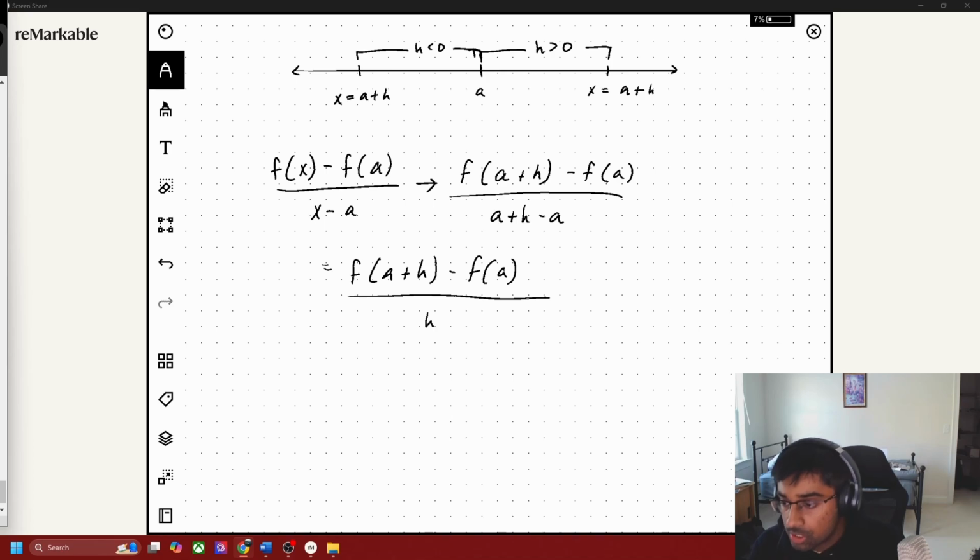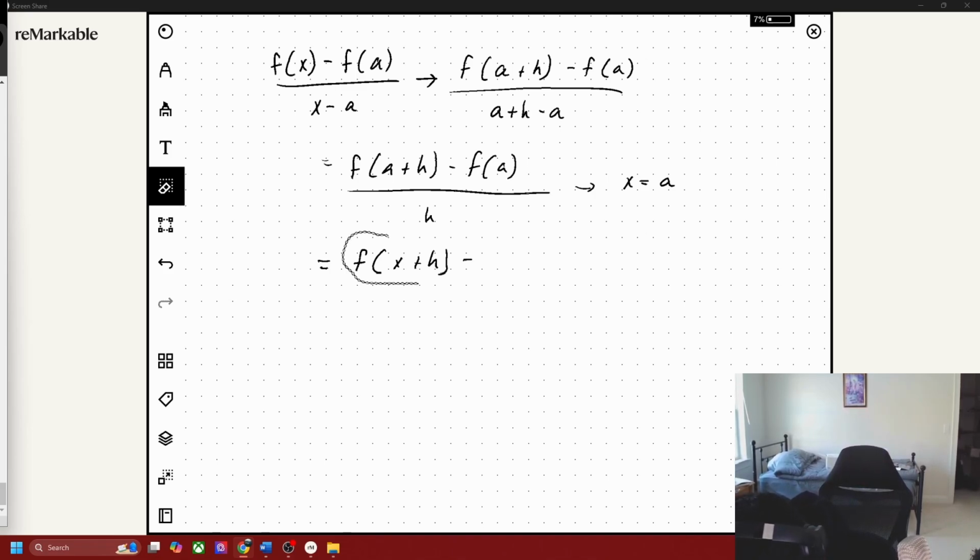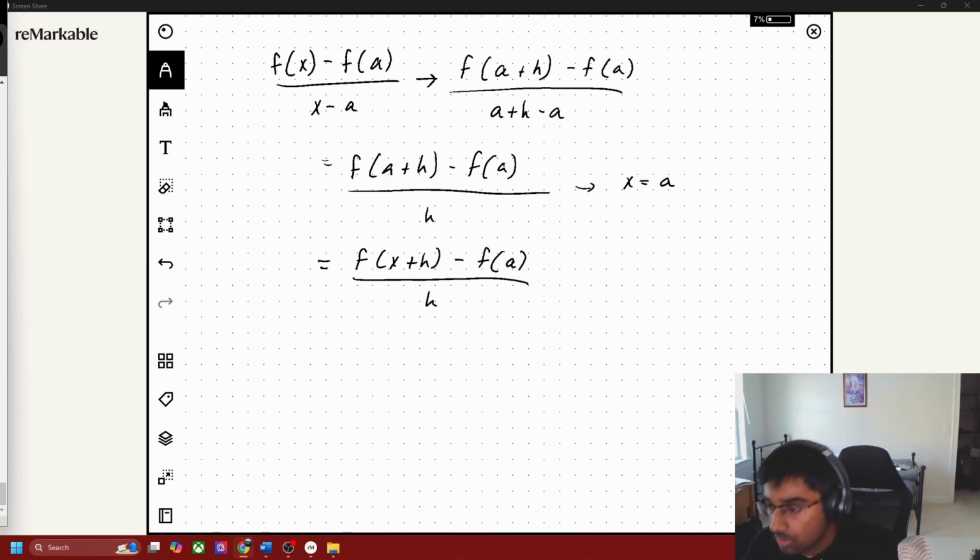So now this really is just for a specific value of x, i.e. x equals a. So what we can do now is substitute this a in for x: f of x plus h minus f of x over h. So that's going to be our new definition, if you will, for now.